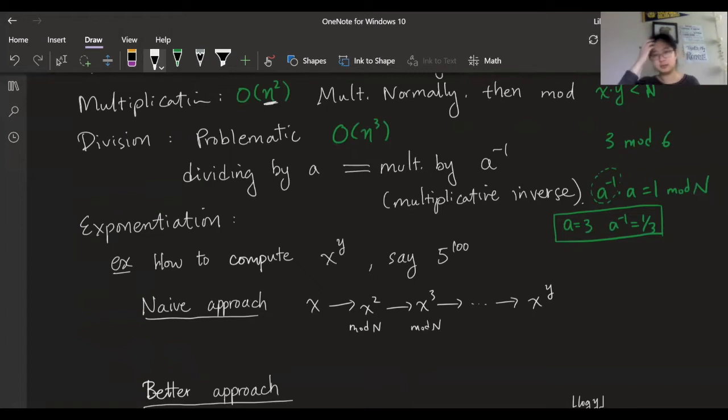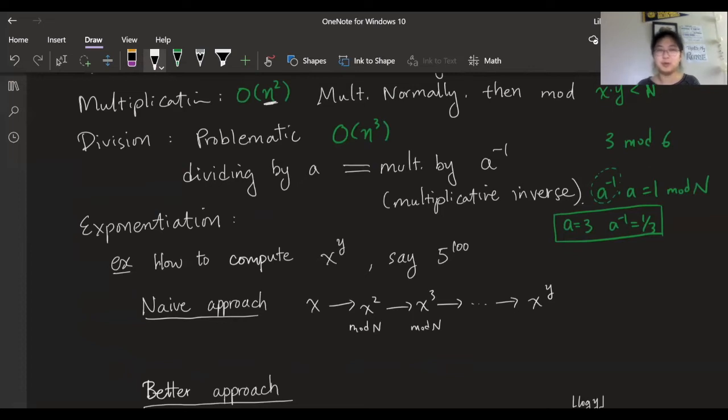This is going to be the same idea as multiplication, because you can sort of induct that every time you do this operation, your two numbers, your x to the n and your new x, will both be mod n. So you're going to get n squared time multiplication. Okay, so each step is fine, but here comes the real bummer: how many steps do we have to take? You might be thinking, oh, it's just y steps.